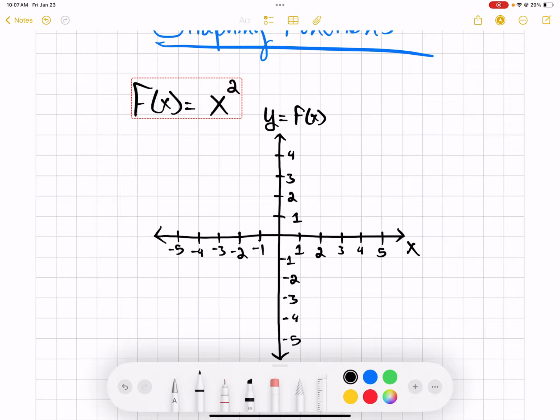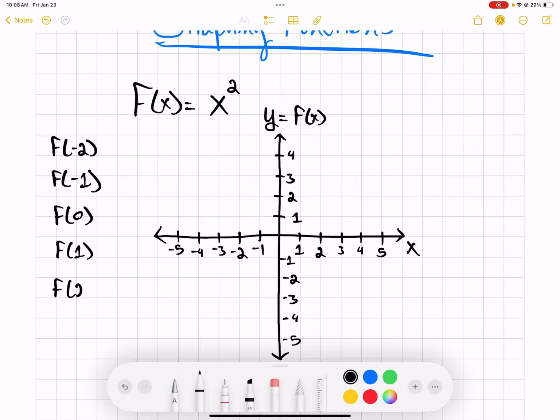So let's input some values, and then let's see what their outputs are. With those inputs and corresponding outputs, we'll be able to graph those points on this XY coordinate plane. So let's do f of -2, f of -1, f of 0, f of 1, and f of 2.